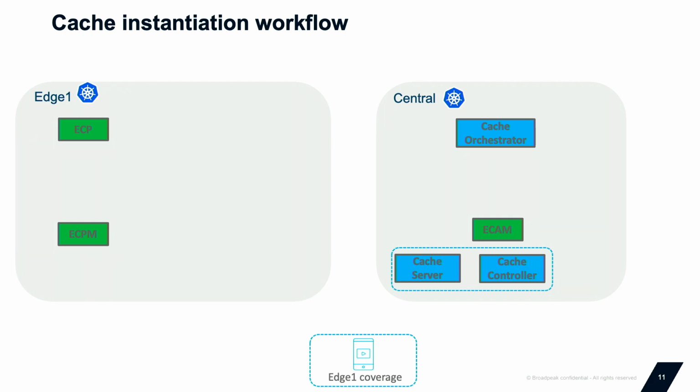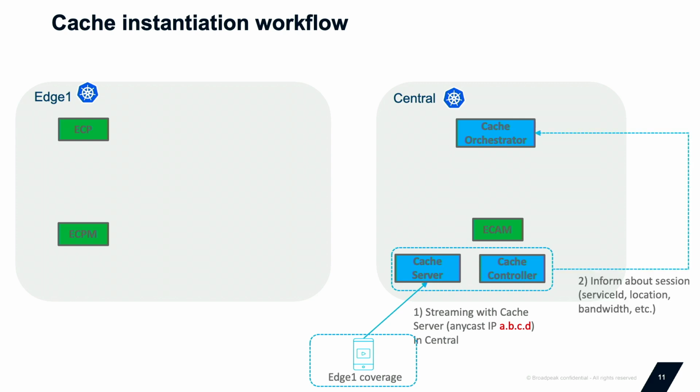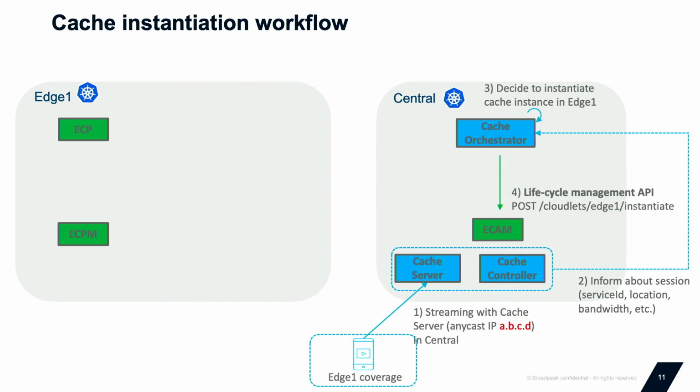At the beginning, there's one mobile user located in the S1 location, and he's streaming with the cache server instance in Central, with the destination IP address ABCD, for example. Later, the cache controller informs the orchestrator about the streaming session, such as service ID, location, bandwidth, and so on. At some point in time, the orchestrator decides to instantiate a cache instance in advance, and then it will send a request to the ECAM.